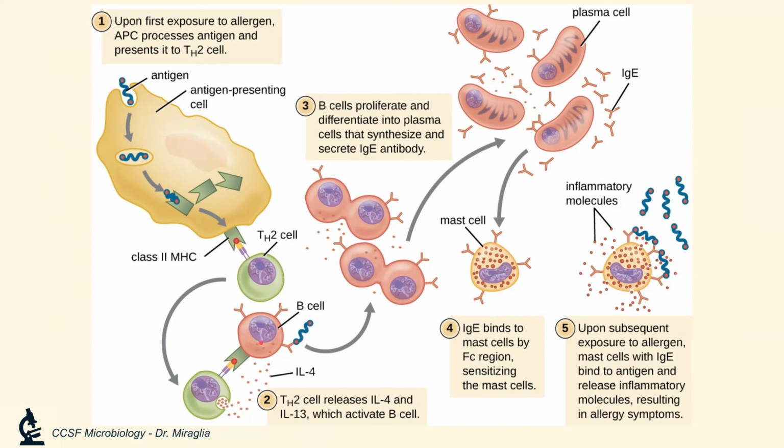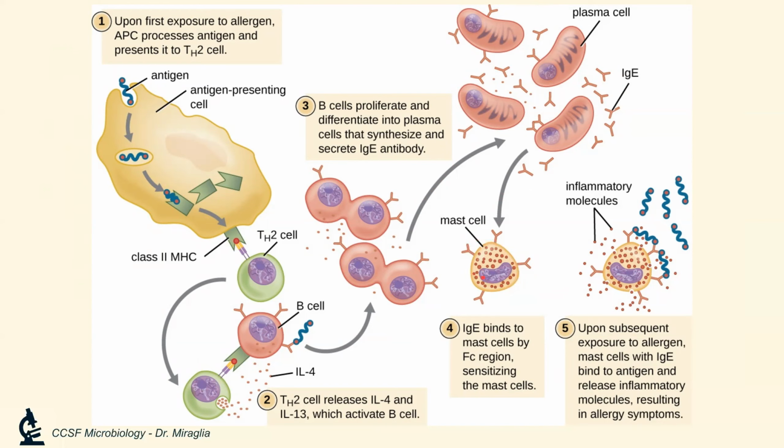It's presented to the T helper. The T helper cell is going to release cytokines. These B cells then are going to differentiate and produce plasma cells, and these plasma cells are pumping out all this IgE. Now this comes back to the prior slide. The IgE will bind to the surface of mast cells or basophils. You see the granules are intact here.